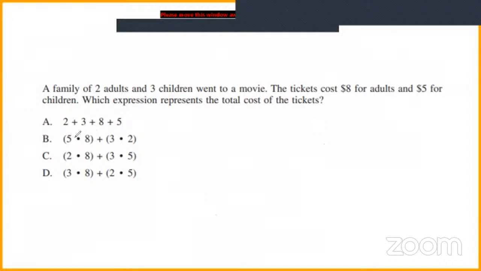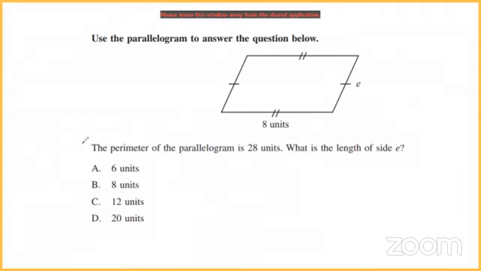All right, so for A, we have 2 plus 3 plus 8 plus 5. B, we have 5 times 8 plus 3 times 2. C, we have 2 times 8 plus 3 times 5. And D, we have 3 times 8 plus 2 times 5. So you're going to select the best answer.